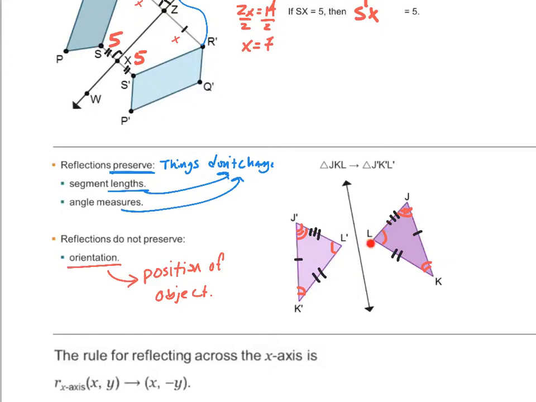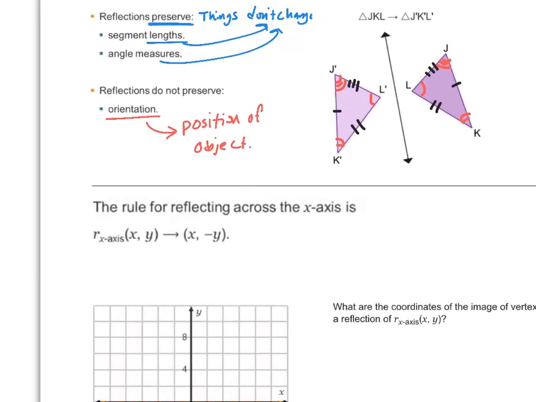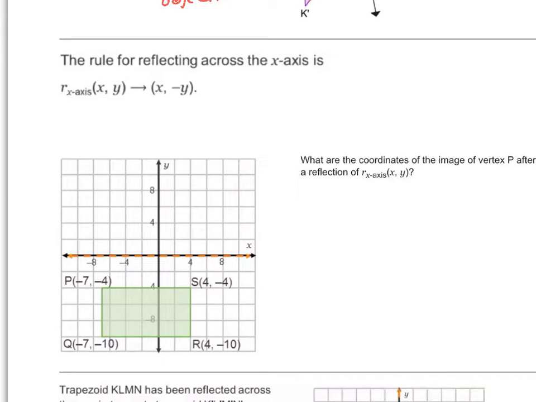Now, notice here, okay? Notice how the L is on the left side of this triangle. Now over here on the reflection, it's on the right side, and that's what orientation means. Okay, so things aren't going to be the same, but the segment lengths and angle measures, those do not change. Okay, so let's talk about this in a coordinate plane.